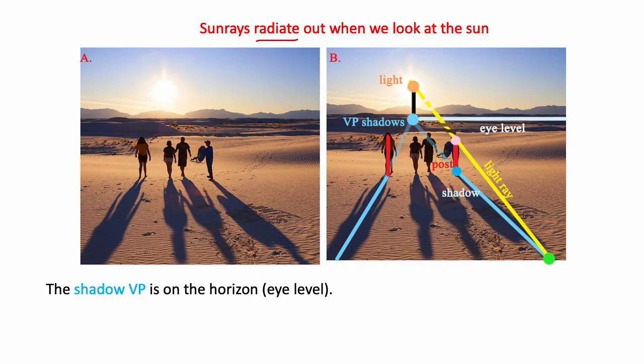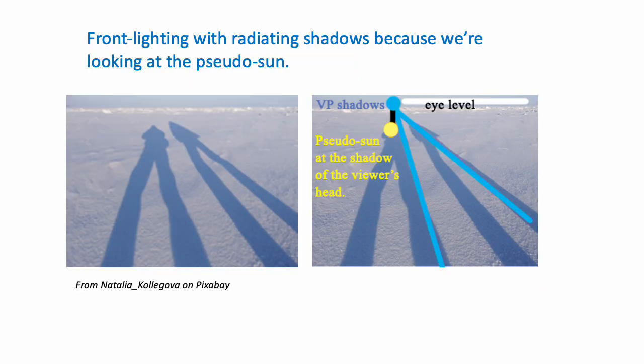In contrast, sun rays radiate out when we look at the sun. In this situation, you can see that there's radiation of the shadows. These shadows converge toward a shadow vanishing point on eye level, which is also on the horizon. Directly above that is the light source, where sunlight hits the top of the pole to reach the end of each shadow. This is front lighting, where we're looking at the pseudo-sun, so we have radiating shadows.